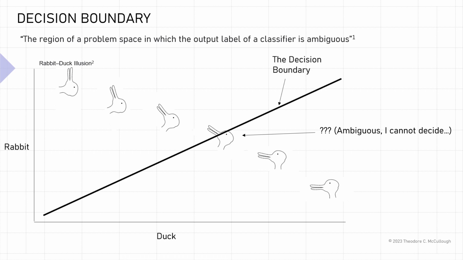At this point, this is the decision boundary, because on one side of this boundary you have the class of rabbits. On the other side, you have the class of ducks. So similar to how we would struggle with determining whether or not something is a rabbit or a duck, deep learning solutions also have to struggle with such ambiguities.